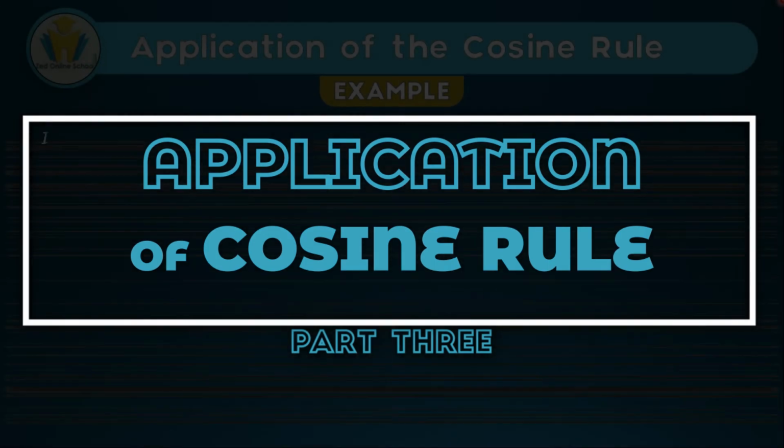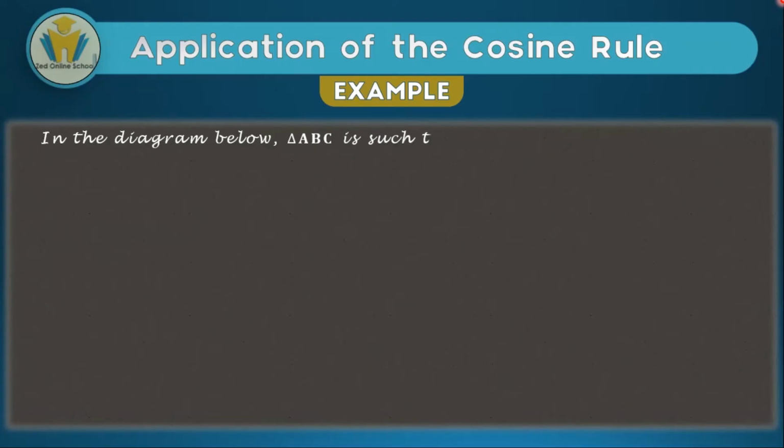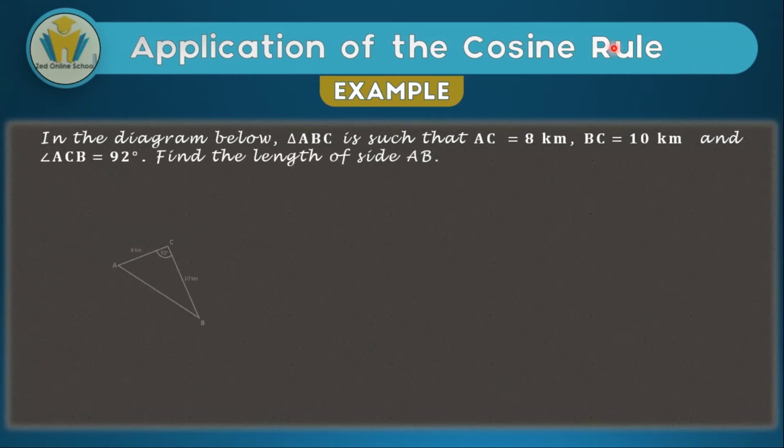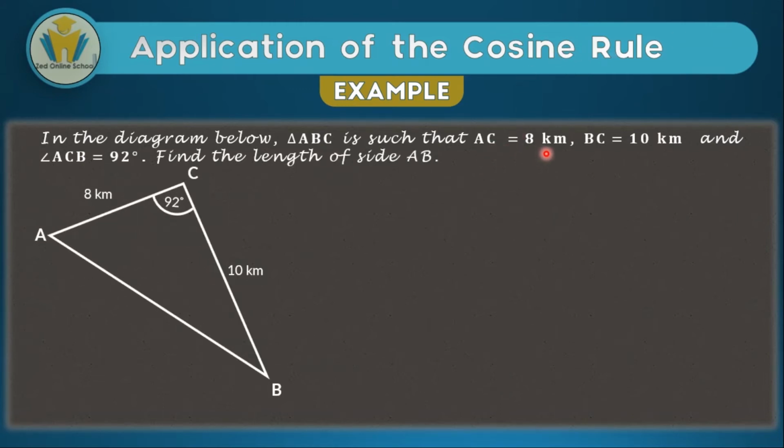Enough of the talk about derivation of the cosine rule. Now let's look at an example. In this example, we've been given a triangle ABC where we have AC equal to 8 kilometers, BC is equal to 10 kilometers, and the angle between these two sides we've been given is 92 degrees. It's very simple, so as you can see, we just need to label which side is which.